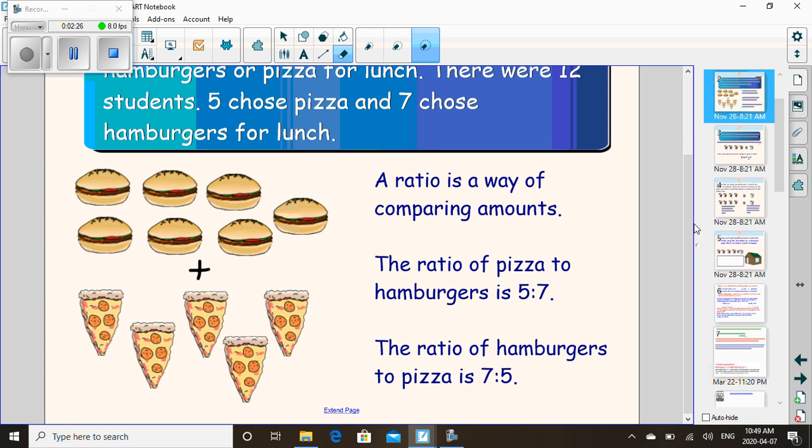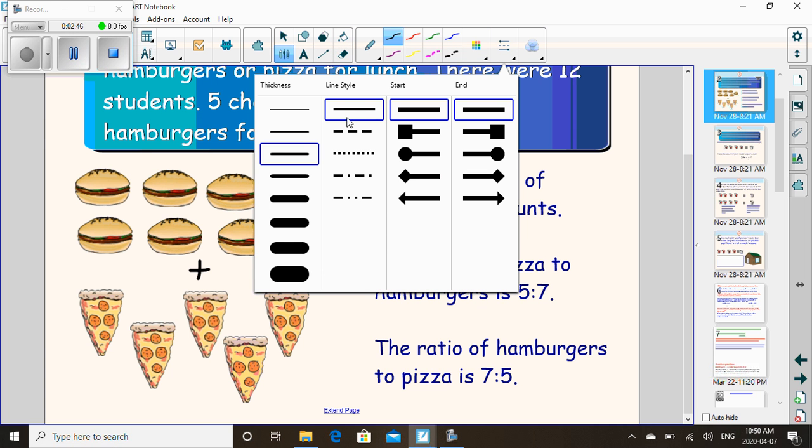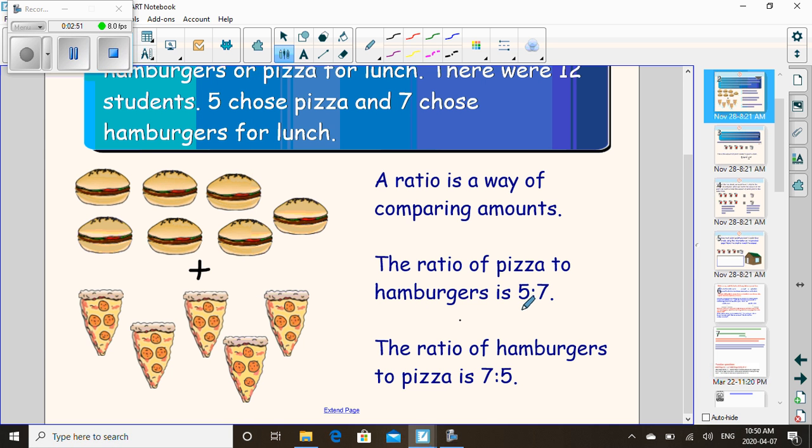So we're comparing food amounts. We talk about the ratio of pizza to burgers. If you look, we have 5 pizza, 7 burgers, so it's a 5 to 7 ratio. One thing to keep in mind: whenever we see a ratio, look at the first word that's mentioned, and that's going to be the first number. So pizza, 5. The word "to" is like the colon. And then hamburgers, 7. So it's a 5 to 7 ratio, pizza to burgers.